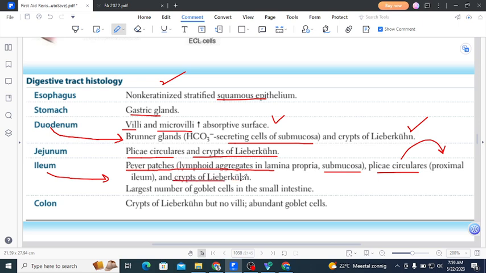Then we have crypts of Lieberkühn. Crypts of Lieberkühn are present in the duodenum as well as the jejunum and ileum, so these crypts are present throughout the small intestine. In the colon, from the duodenum all the way down to the rectum, the crypts of Lieberkühn are present, but they don't contain villi, and abundant goblet cells are present in the colon.